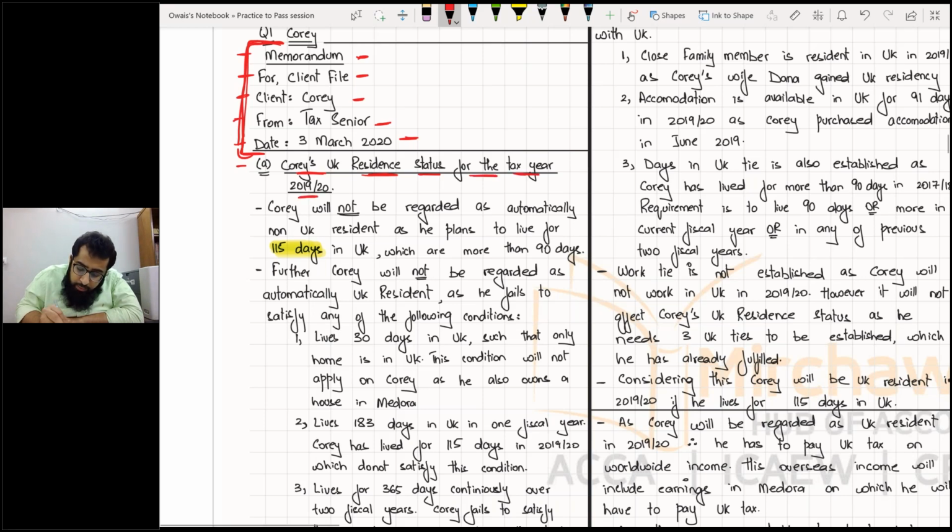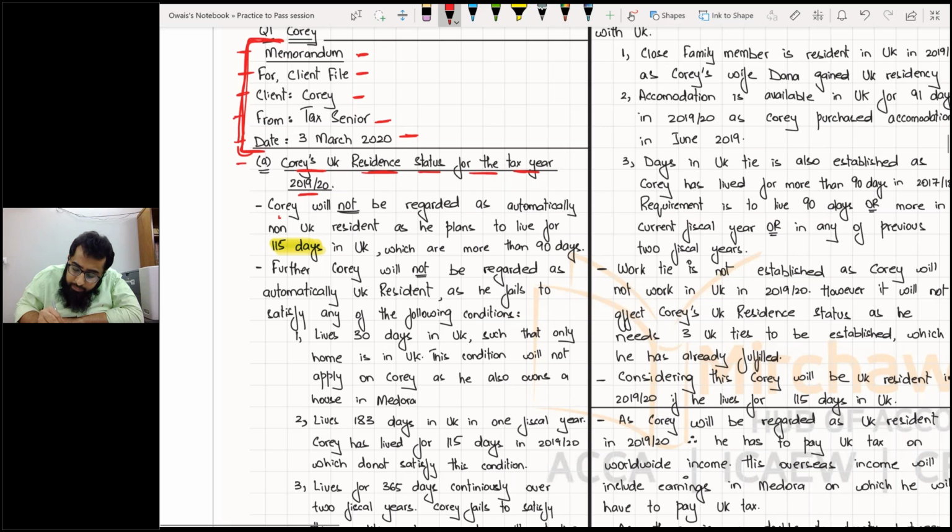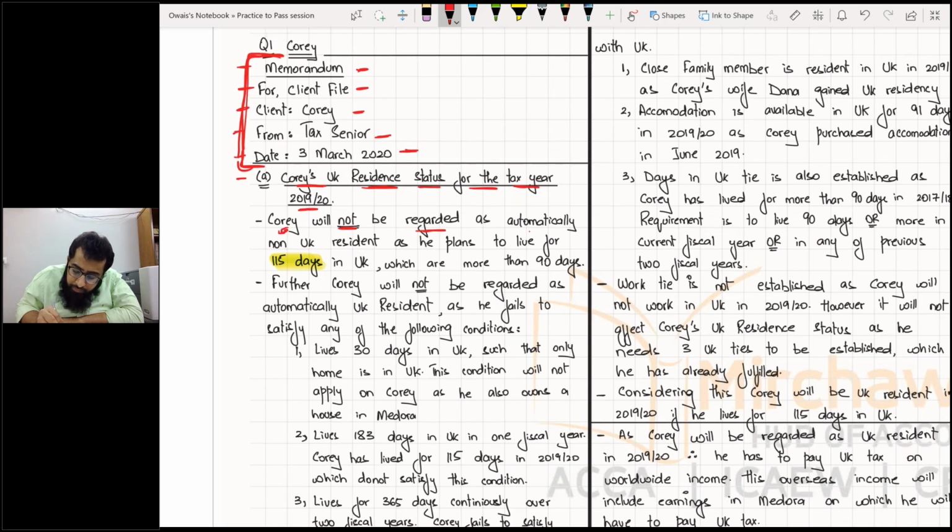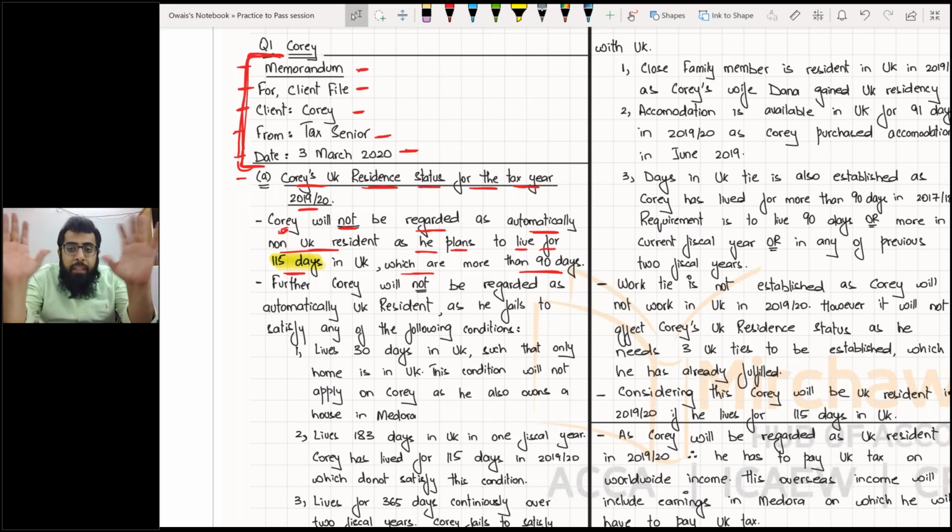Now, Corey will not be regarded as automatically non-UK resident as he plans to live for 115 days, which is more than 90 days. Now, for automatic non-residents, there are 3 levels, if you remember: 90 days, 46 days, and 16 days. Do you remember? As he planned to live for 115 days, this means that automatic non-residents will not apply on him. Okay?